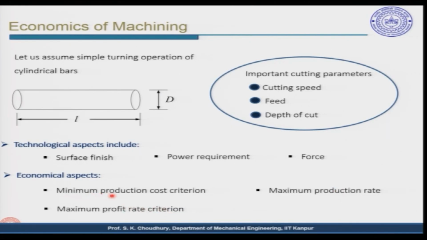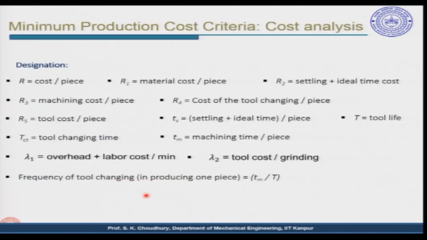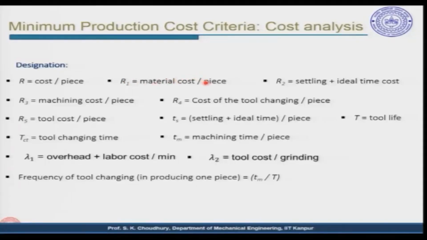Let us take first the minimum production cost criteria. Let us designate that R, capital R, is the cost per piece. Now, in the cost per piece, we will have R1, which we designate as the material cost per piece, and R2, the setting plus idle time cost per piece. I will explain what those things are. Well, material cost: you understand that you have a raw material. You are adding value to the raw material to get the final product. So, that raw material has some cost. This is the R1 material cost per piece.